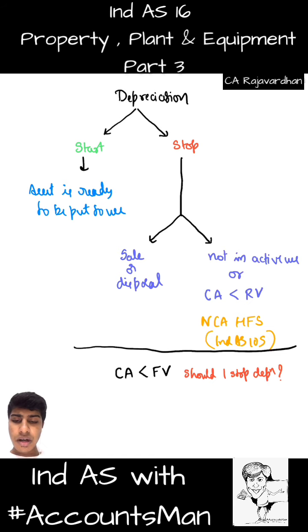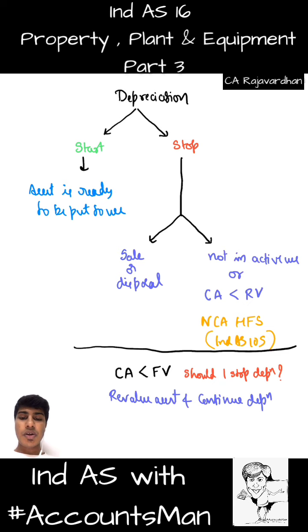When the carrying amount is lesser than fair value, what should you do? Maybe you should go for revaluing the asset and continue depreciation. You get that? Just because the fair value of the asset is more and you already depreciated it more, that doesn't mean you'll stop depreciation. Then you revalue your asset and continue depreciation. You cannot stop depreciation forever. Depreciation has to be recorded, but you can switch to the revaluation model.